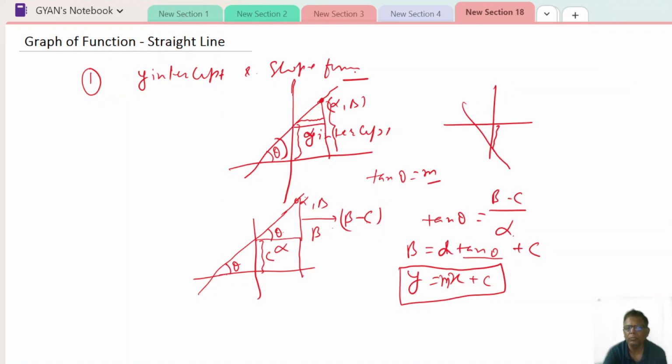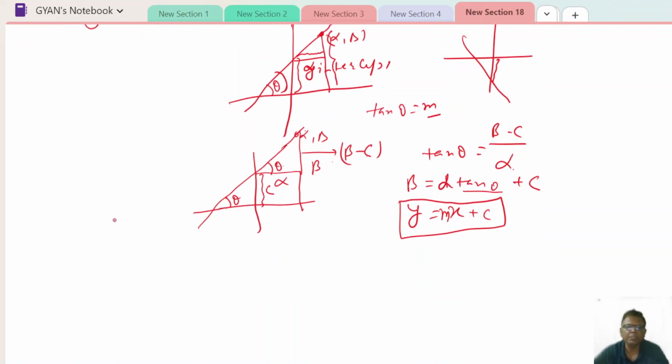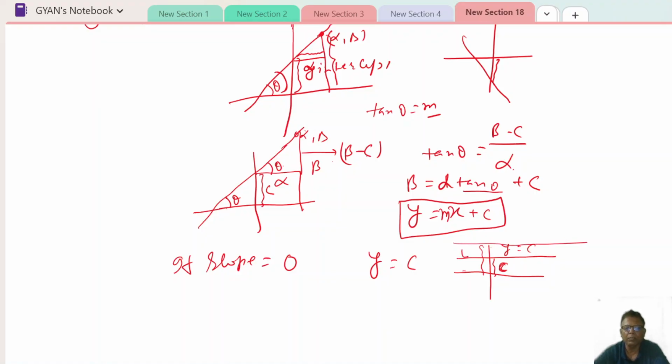So in two conditions also you can try from this. The first condition is if the slope is 0, then y is equal to c. Slope is 0 means 0 angle made with the x-axis, that is a parallel line. So this is the line y is equal to c, and this is the intercept. So y is equal to 4, then you draw line y is equal to 5, so it draws 5.